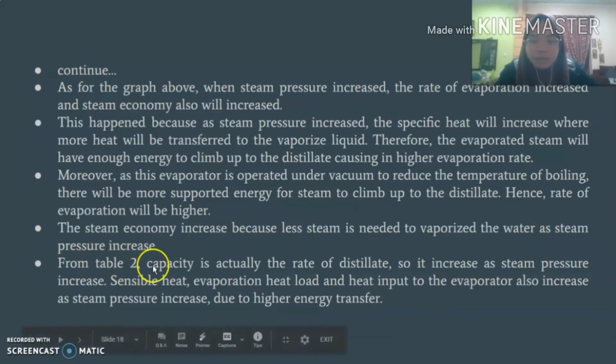And from table 2 in the result, capacity is actually the rate of distillate, so it increases as steam pressure increases. And the data for sensible heat, evaporation heat load, and also heat input to the evaporator also increase as steam pressure increases due to higher energy transfer.